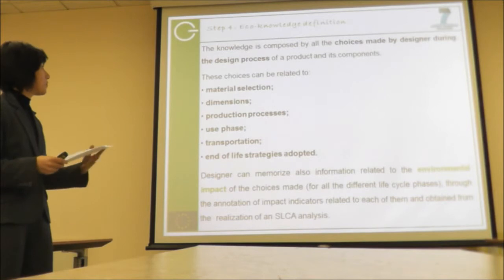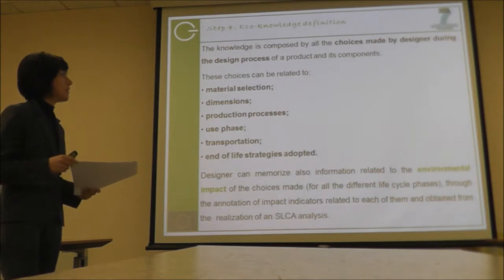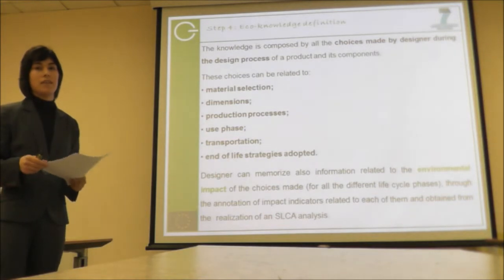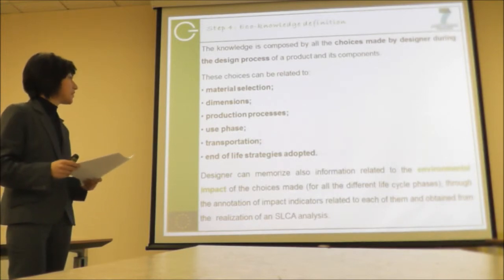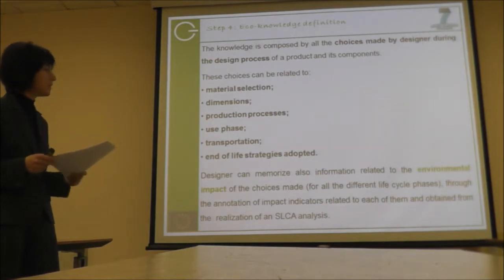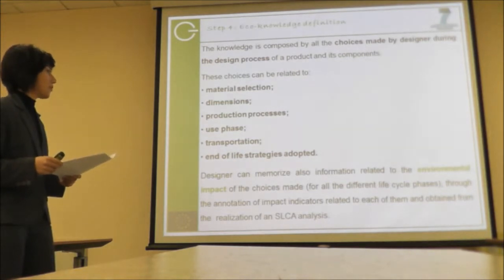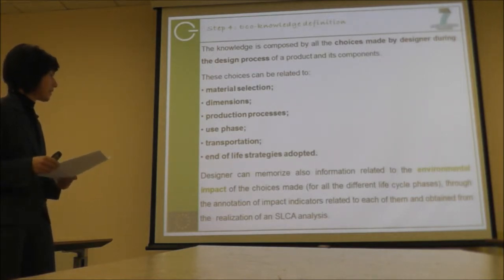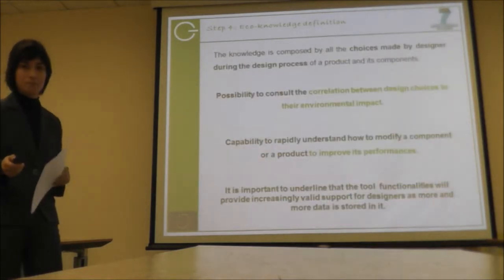Then the next step is the knowledge definition. We have defined the knowledge as all the choices made by designers during the design process of a product. These choices can be related to the material selection, to dimension, to production processes, and also designers can memorize the environmental impact related to these choices. This environmental impact can be retrieved by analysis, like for instance simplified life cycle analysis or complete life cycle analysis made on the product.